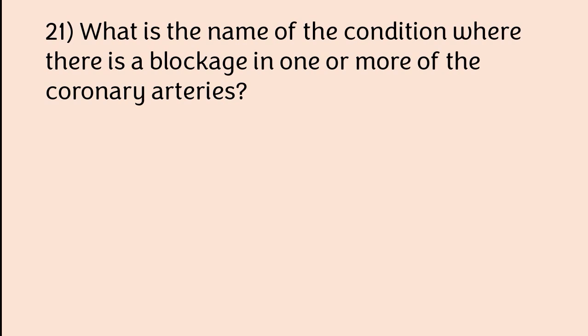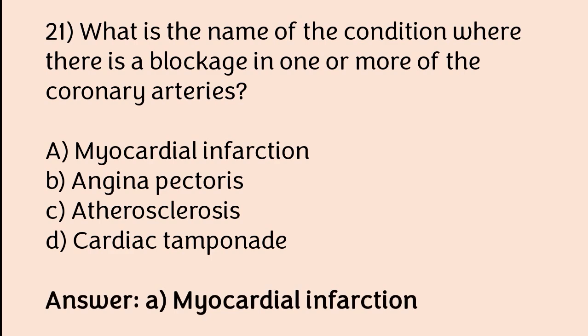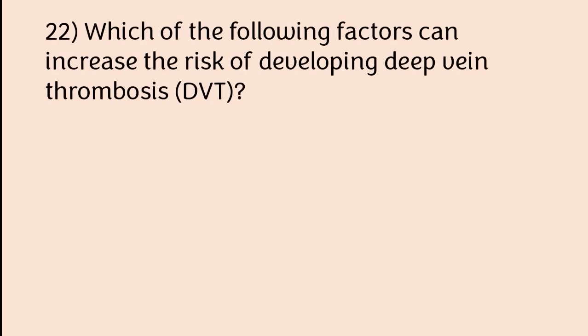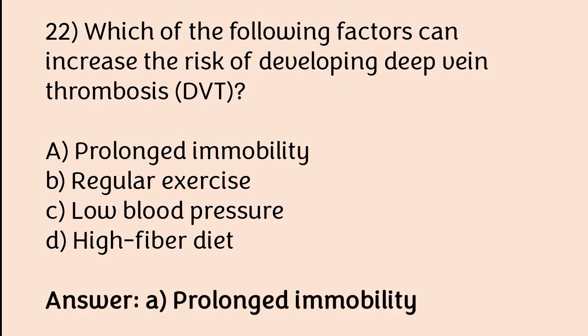What is the name of the condition where there is a blockage in one or more of the coronary arteries? Myocardial infarction, angina pectoris, atherosclerosis, cardiac tamponade. The correct answer is option A, myocardial infarction. Which of the following factors can increase the risk of developing deep vein thrombosis? Prolonged immobility, regular exercise, low blood pressure, high fiber diet. The correct answer is option A, prolonged immobility.